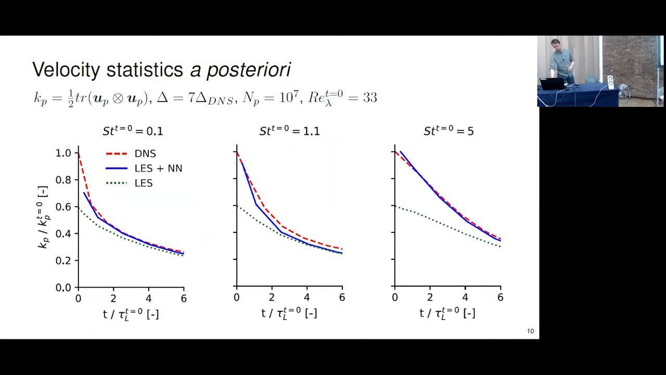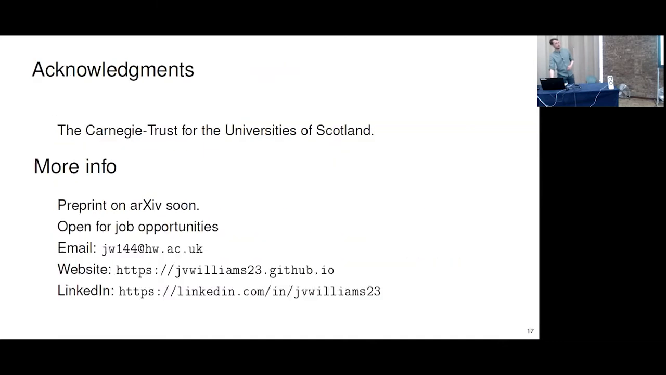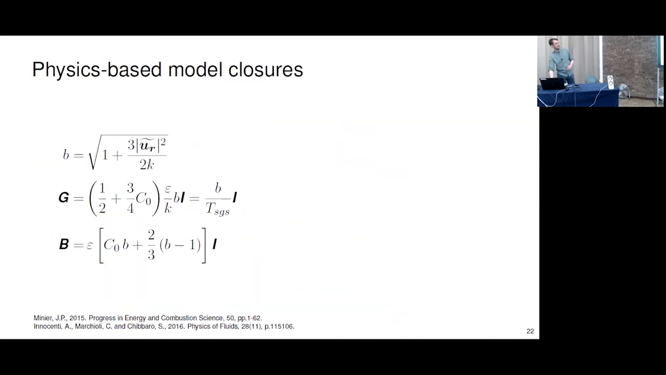And then for the physics-based model, I'm glad you asked that. I have some backup slides. So first of all, for the physics-based model, these are the closures. This B term on the top is for high inertia particles, so we can just forget about that for a minute. Essentially, G is epsilon over K.